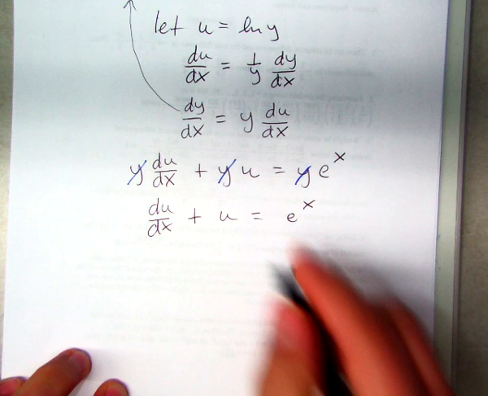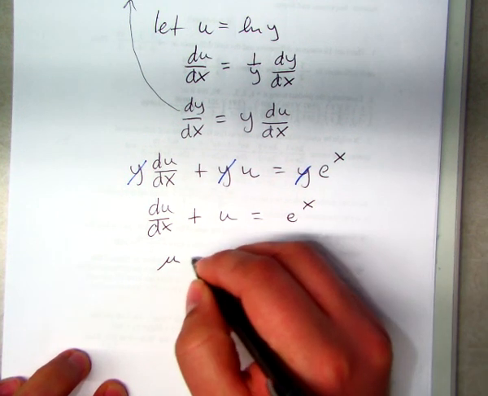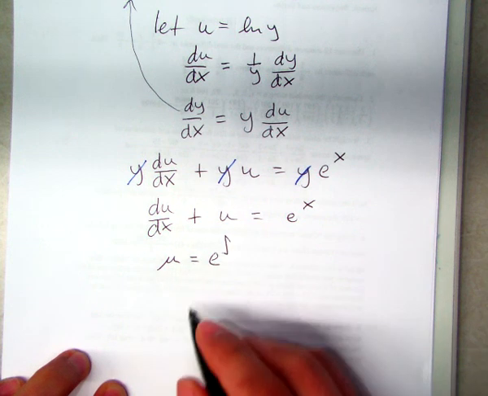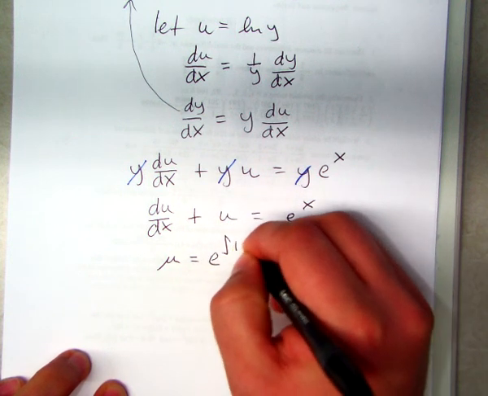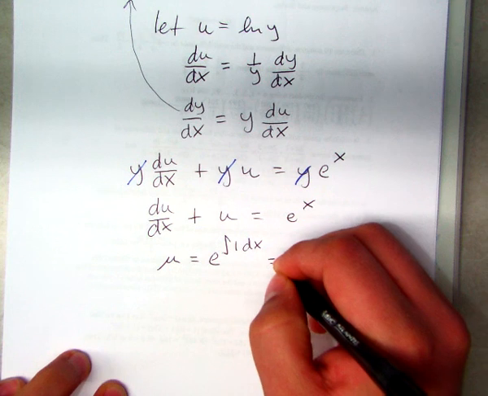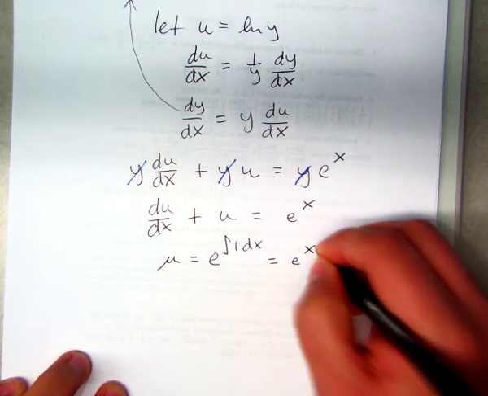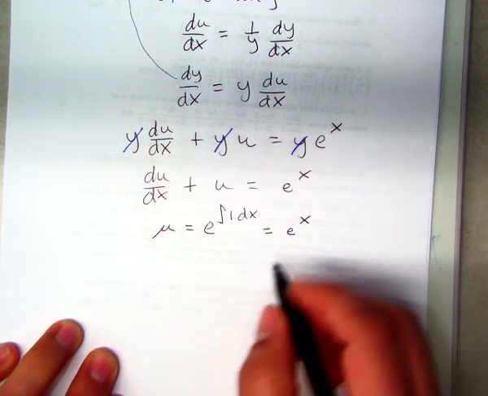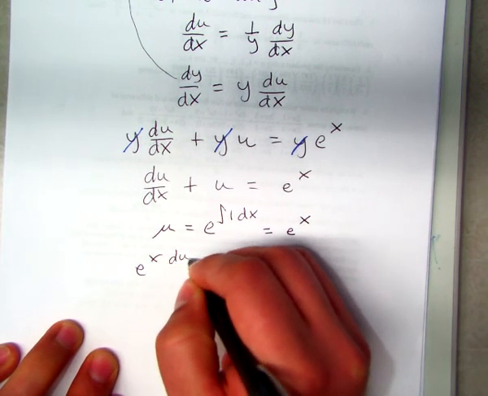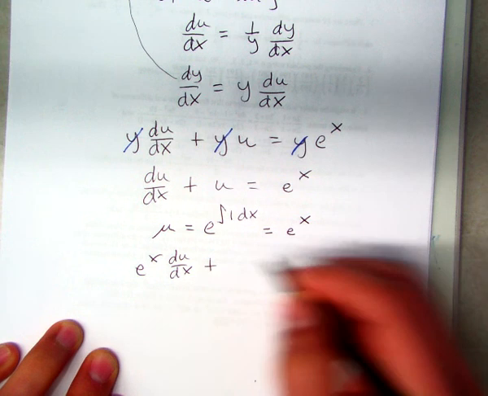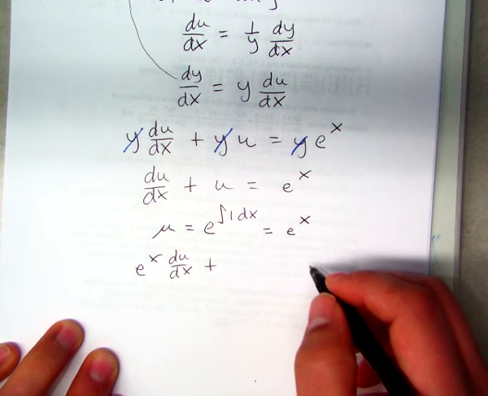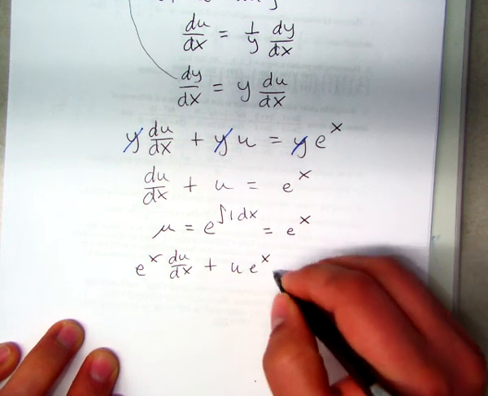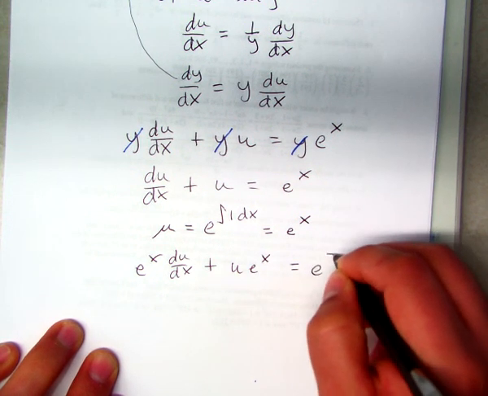Integrating factor. So we'll do mu equals e to the integral of the coefficient of this term, which is just 1, dx. So integrating factor is e to the x. Multiply the entire equation by e to the x, so we have e to the x times du dx plus u times e to the x equals e to the 2x.